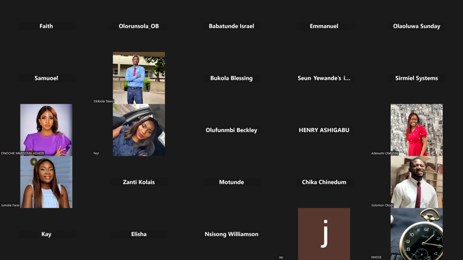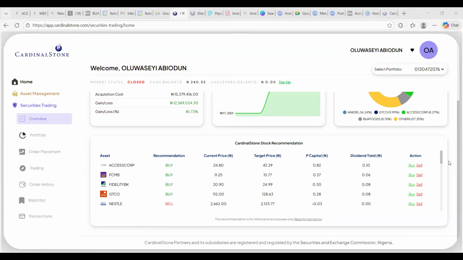Nonetheless, there's always a stock recommendation that you can actually follow. But I will now also show you what you can do to juxtapose whatever your broker has given as recommendation. Look at this one now. They said Access Bank is currently 24 naira. The target price, based on their own analysis, is that it will go to 42 naira. That's what they are saying, based on their analysis.